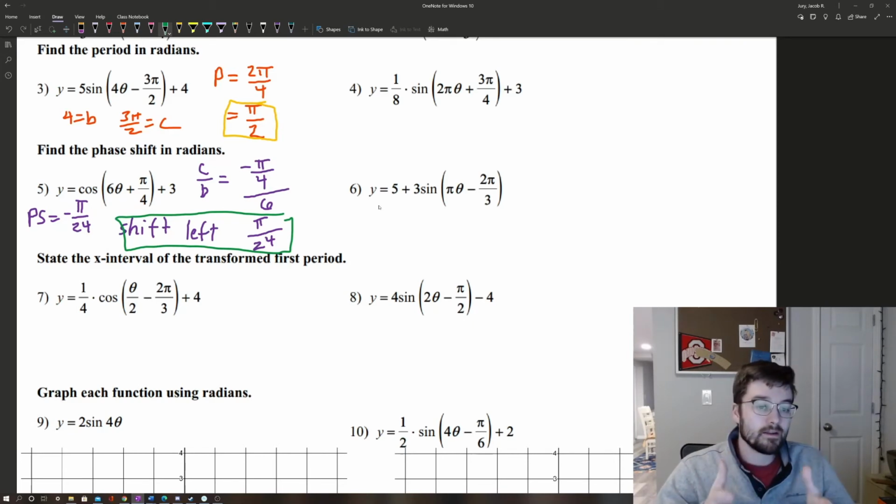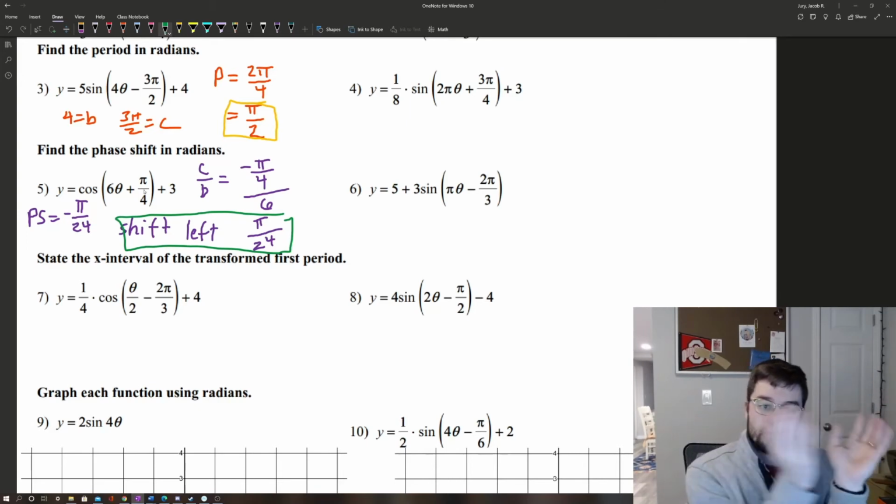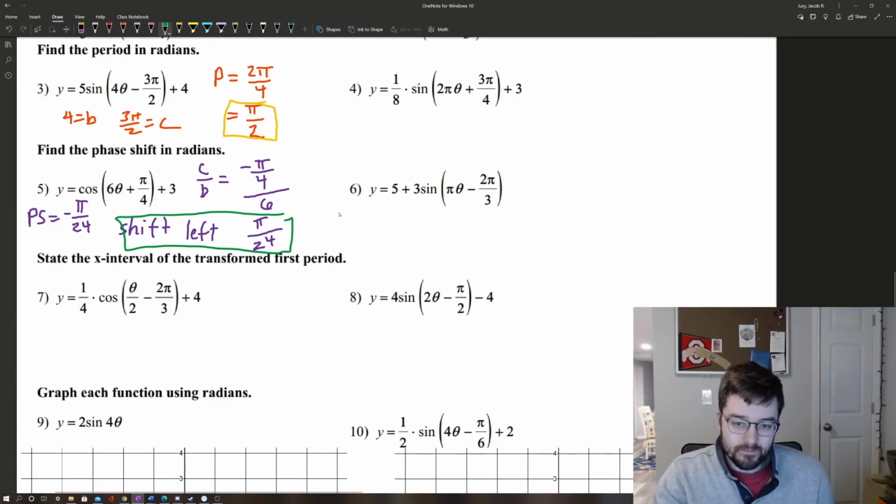So if you get a negative number for this phase shift, that means you're moving everything left into the negatives from where it started at 0. So number 6, try that out. I can already see that that's going to be a phase shift right, so that might help you out with that one.